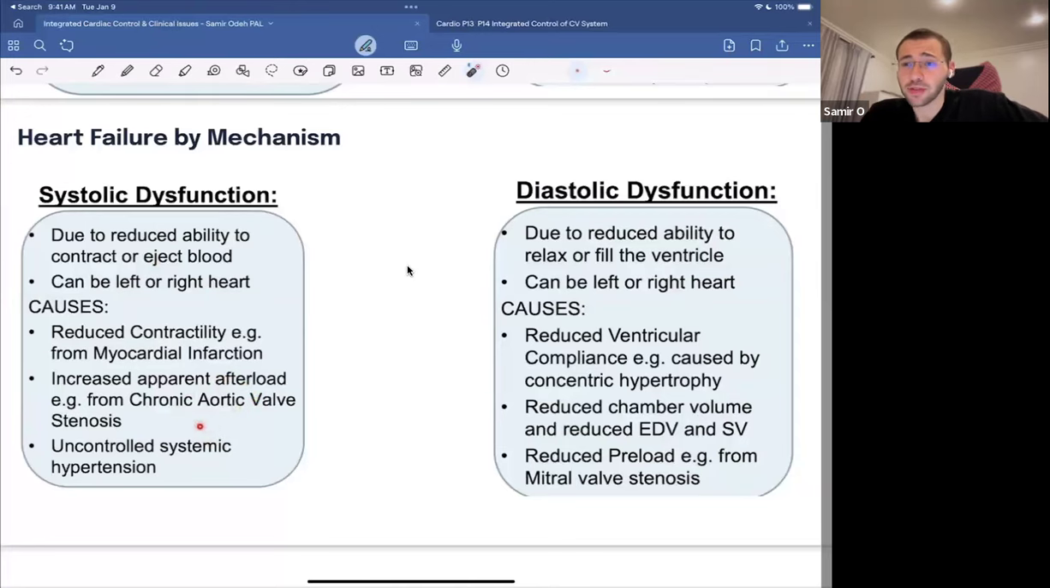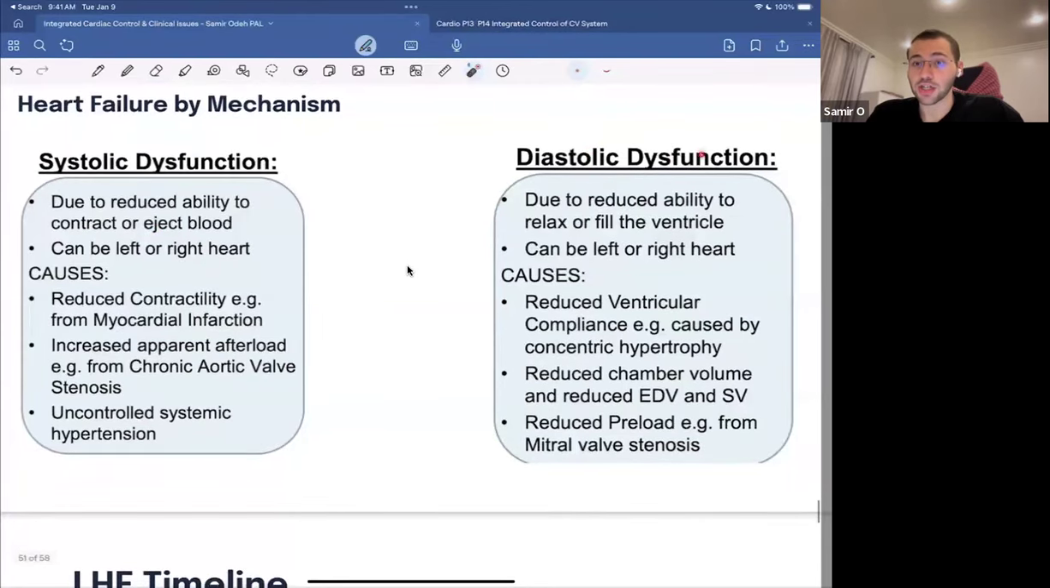It could be due to extremely high afterload, so due to aortic stenosis, and it could be just hypertension. Essentially, your heart is failing in its one job to push blood out because for a number of reasons, either it's simply damaged or the afterload, the work, is too much for it.